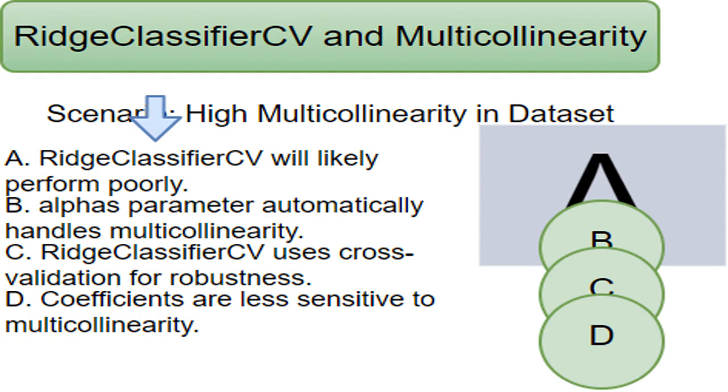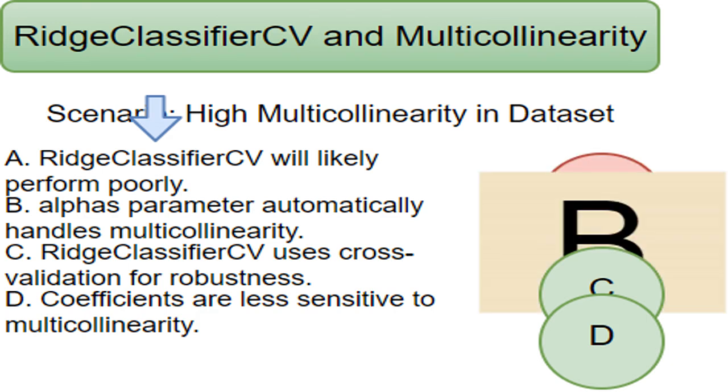Ridge regression, the method behind RidgeClassifierCV, is specifically designed to handle multicollinearity, which is the problem of having highly correlated features in your dataset. So, it's unlikely that it will perform poorly just because of multicollinearity.